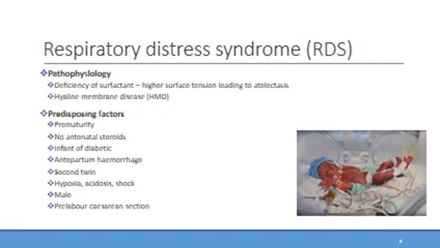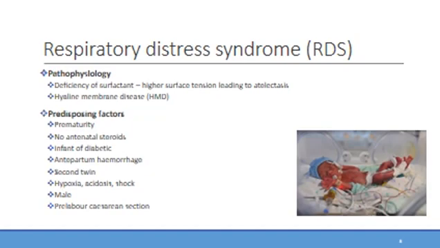So the single most important preventative factor is to make sure that if a mother goes into labor prematurely, she immediately receives antenatal steroids, and preferably completes the course. Infants of diabetics are at increased risk of RDS, as the lung maturity is inhibited by the presence of high insulin levels. Antepartum hemorrhage and being a second twin are also risk factors.